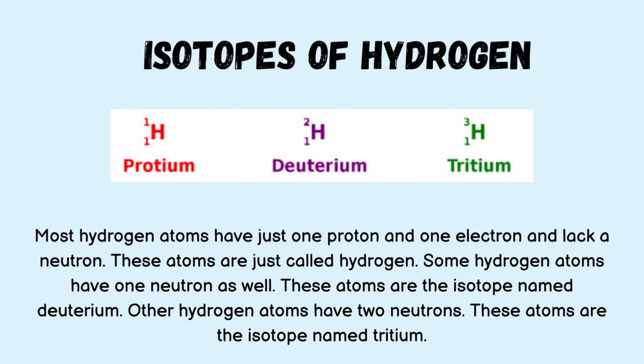Most hydrogen atoms have just one proton and one electron and lack a neutron. These atoms are just called hydrogen. Some hydrogen atoms have one neutron as well. These atoms are the isotope named deuterium. Other hydrogen atoms have 2 neutrons. These atoms are the isotope named tritium.